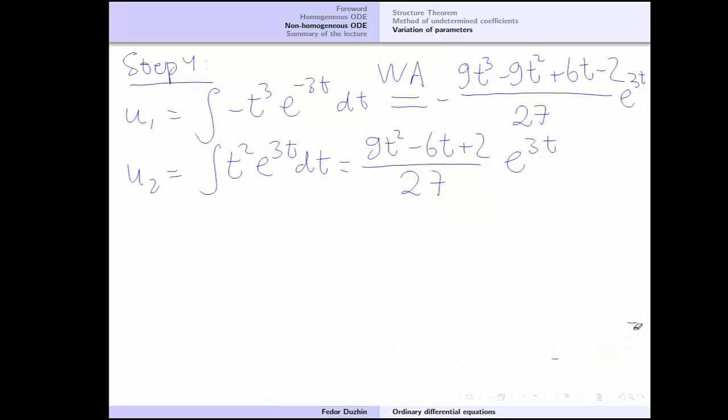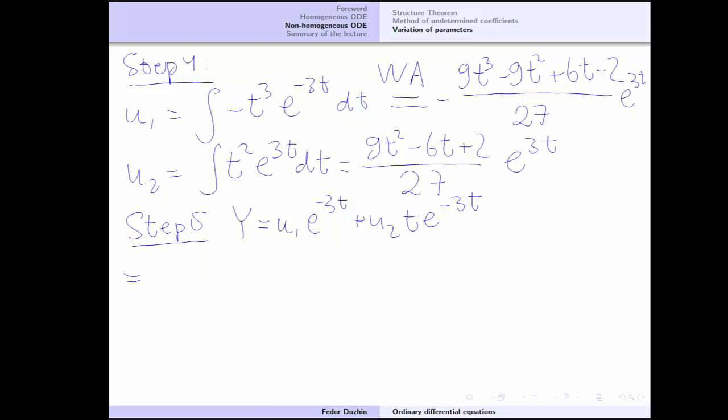Essentially we are done, so the only remaining thing is to put everything together. Right, so that's step 5. So step 5 is putting everything together. First we need to calculate the particular solution of the non-homogeneous equation, and the particular solution, recall, is going to be u1 times e to the minus 3t plus u2 times t e to the minus 3t.